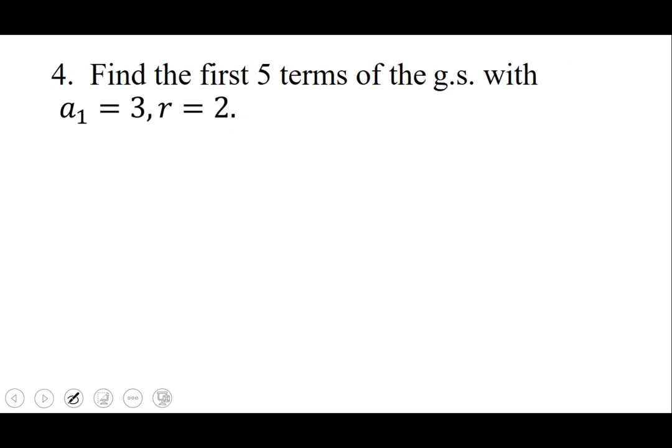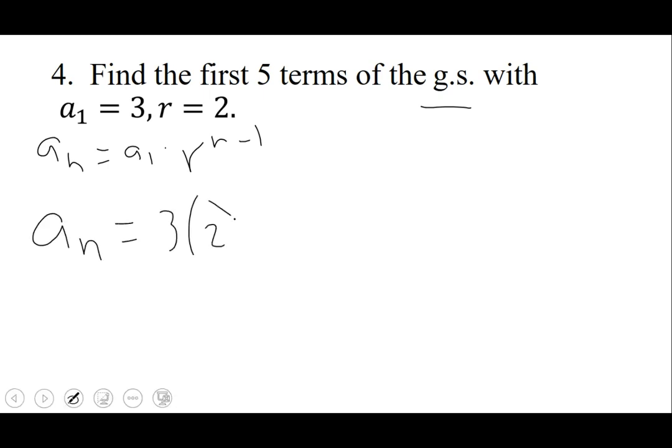Okay, for example 4, find the first 5 terms of the GS, that of course is geometric sequence, with the first term of 3 and a common ratio of 2. So if we're going to use the formula as I've given you, that's the first term times r to the n-1. That's going to give us a formula of 3 times 2 to the n-1.